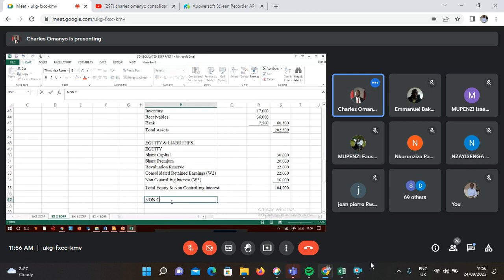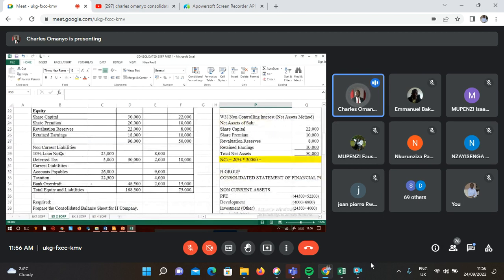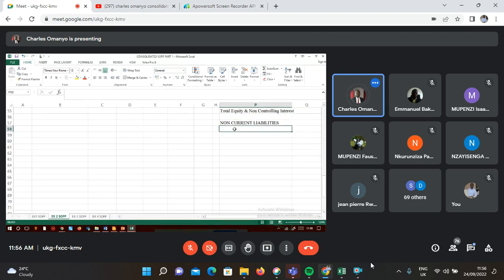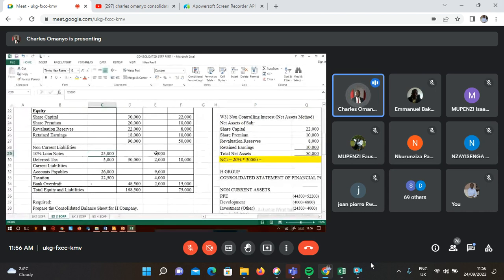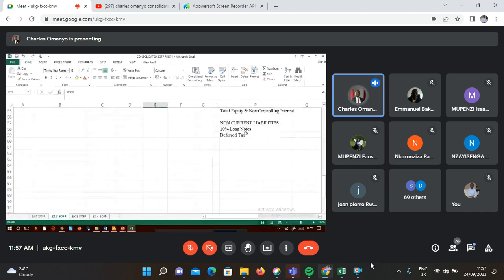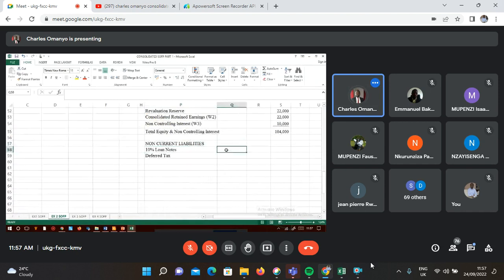And then we go to non-current liabilities and current liabilities. How many did we have? 10% loan notes and deferred tax. Remember loan notes: there is a loan of 25,000 and a loan of 8,000. I want to explain something there. Look at what I'm doing in brackets: 25,000 plus 8,000, and then you remove 5,000.